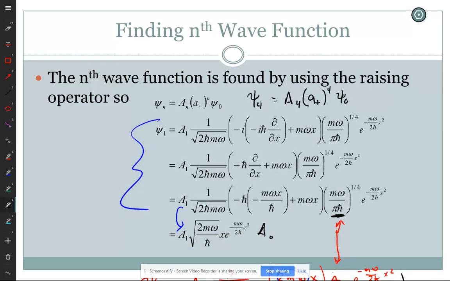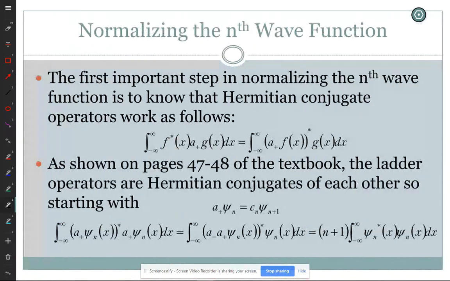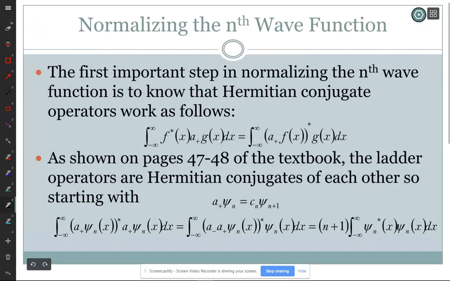Okay, so now this didn't give us the normalization. It gives us the function, but not the normalization constant. So now for the normalization, I showed you pages 47, 48 in the textbook is where this is done. We're going to look at the normalization thing, and we first have to note that an operator can move around.